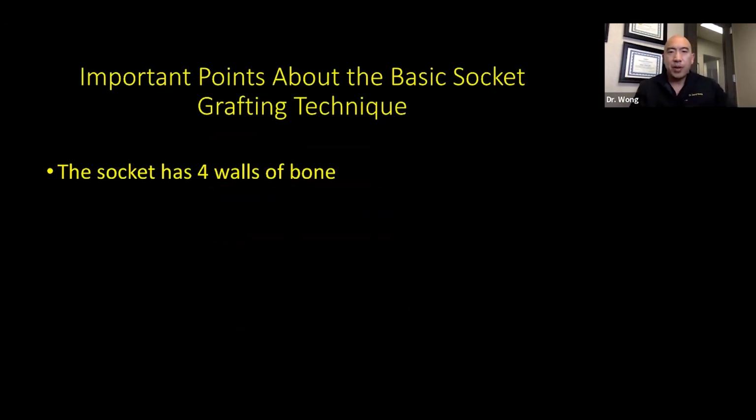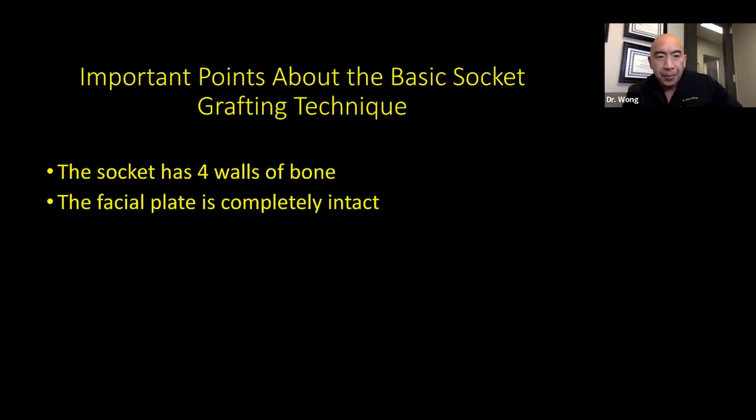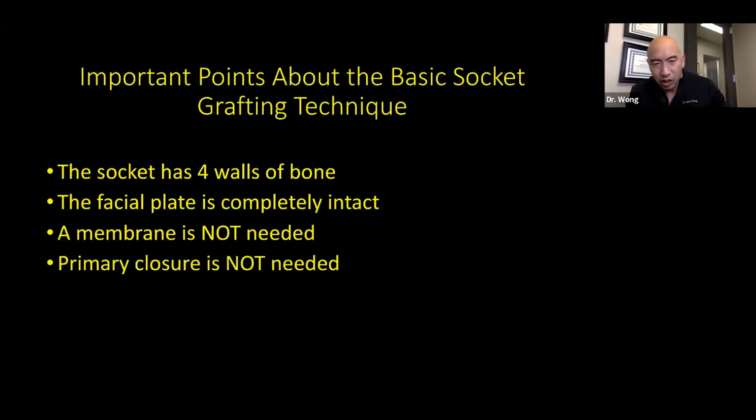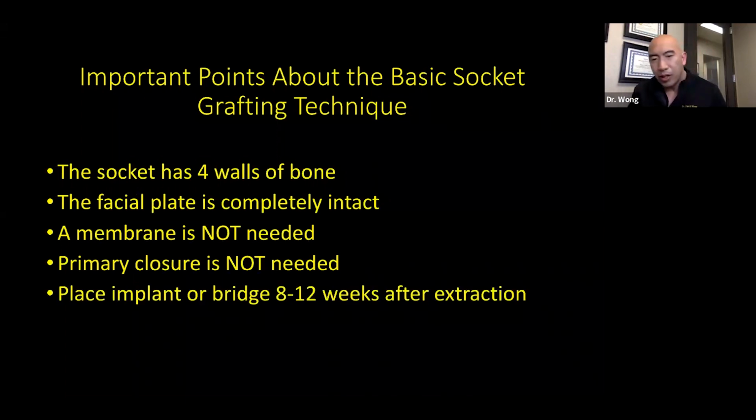So important points about the basic socket grafting technique is that it has 4 walls of bone. The facial plate is completely intact. So that's why you put your probe in the socket, to make sure that facial plate's intact. Once again, a membrane is not needed. But if it makes you feel weird to not put anything over those particles, then just use a little collagen strip there. You don't need primary closure, and you can place your implant or your bridge 8 to 12 weeks after the extraction.